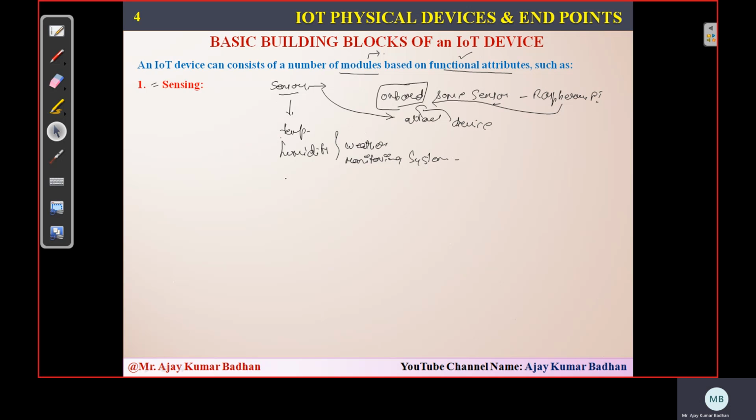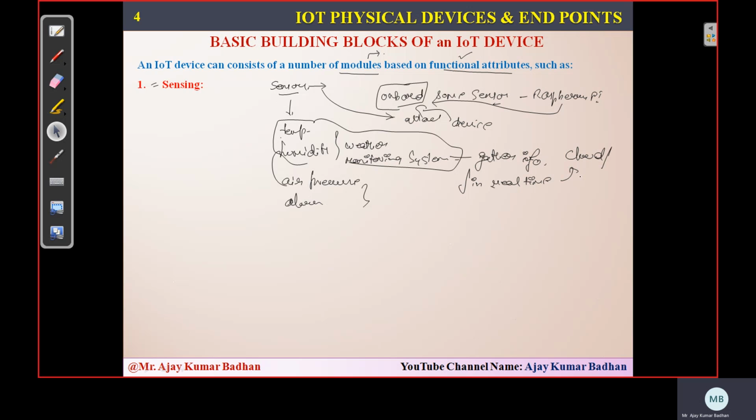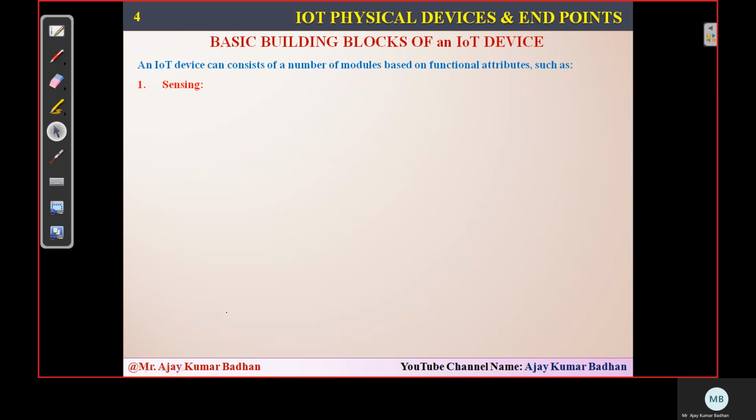Now, apart from that, we also have other things like air pressure determination. Next, we can also have alarms and all, so that also comes under sensors. But these are the ones which we generally focus on. These sensors actually gather information in real time, and that information they transmit either to the cloud or to nearby devices. Based on that, they perform the operation.